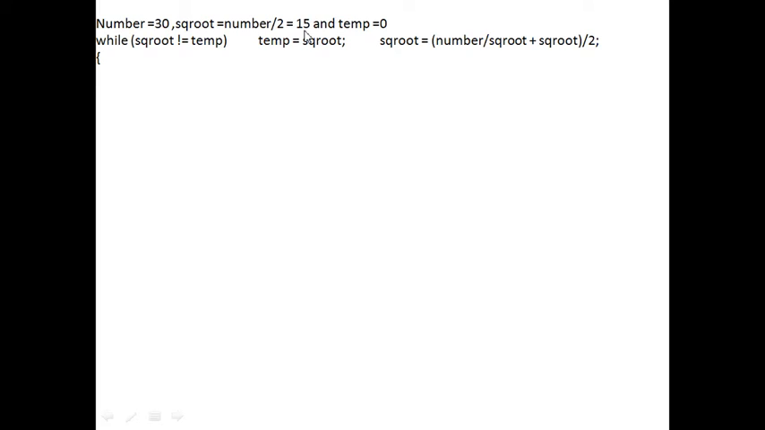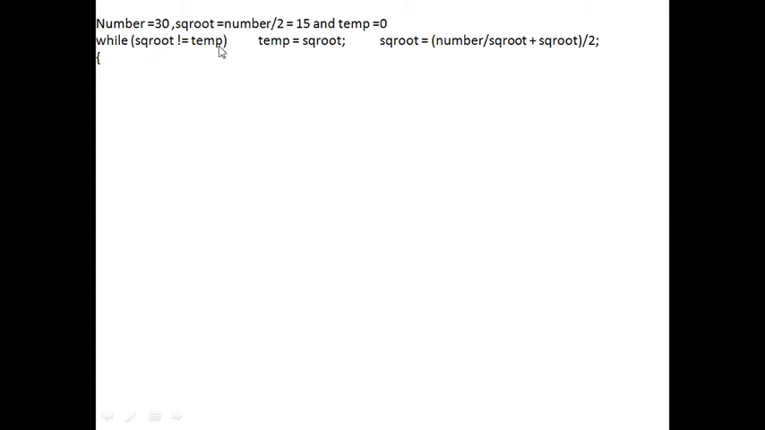That is equal to 15. And initially temp is equal to 0. Now, while square root is not equal to temp: is square root, which is 15, equal to 0? No, 15 is not equal to 0. Square root is equal to 15, temp is equal to 0.